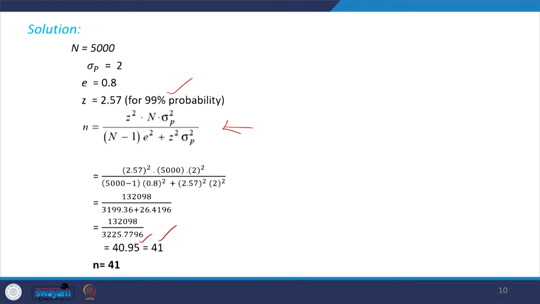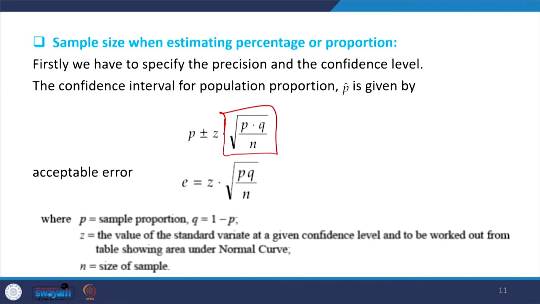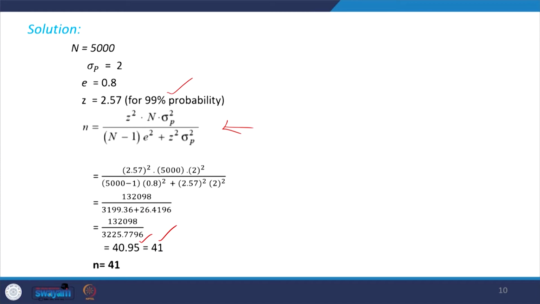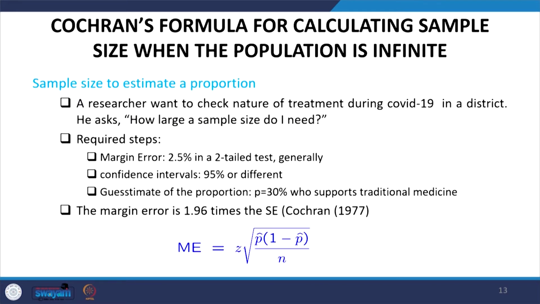All right. Okay. So, this is again sigma. In our earlier equation it was sigma. And this is P into Q. Sigma square, sorry. Now, based on this formula as suggested by Bryman, in the case of a finite population with N given, we can calculate.